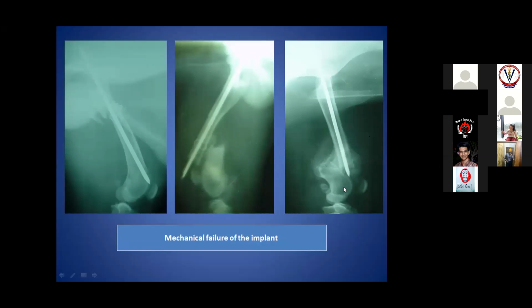Here there is again a dislodgement of the pin. The pin is not holding the distal fragment, and it has resulted in union in a very bad shape. This we call a malunion, because of the mechanical failure of the implant.